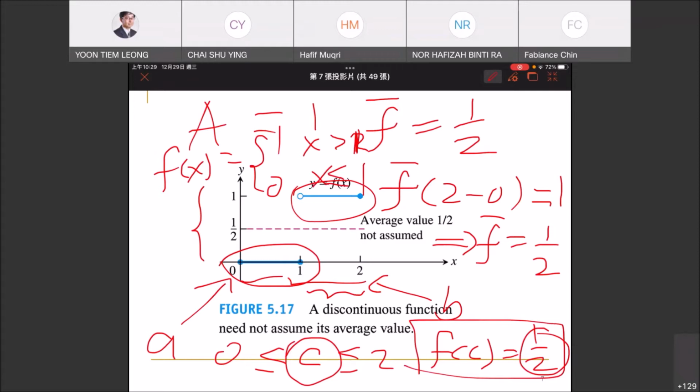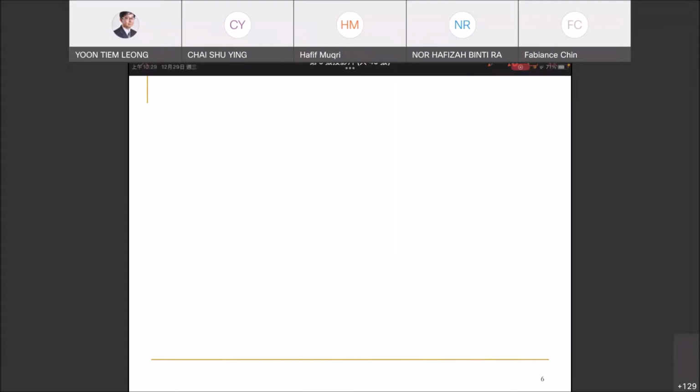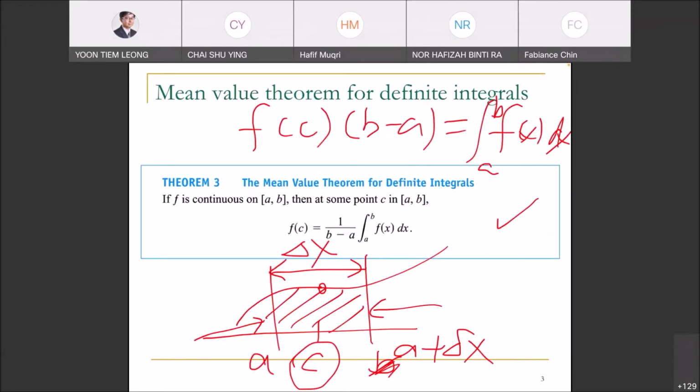So in this example, we ask the question, what is the average? Yes, the average of the function is defined. It is half. But can you find a value of c in the domain of this function where the function f at c equals the average? The answer is no, right? But this is actually a result consistent with theorem 3.